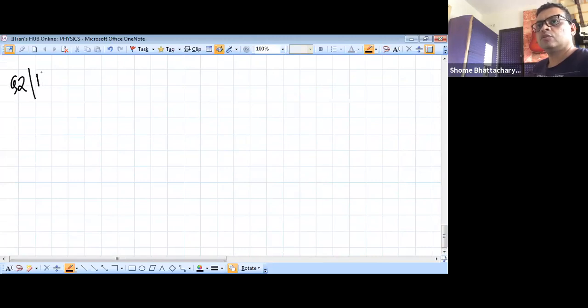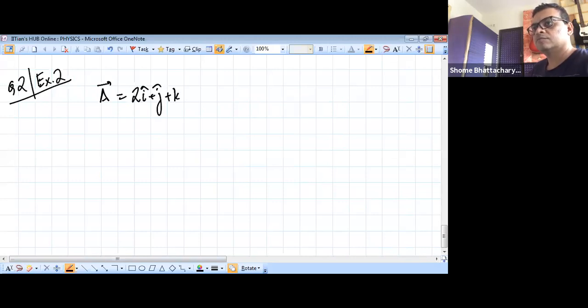So question 2 of exercise 2. Just go through the question, people. I'll explain. This is the type of question where you have to be extra careful, because you have to check each and every option. So the question gives you that the vector A is 2i plus j plus k, and the vector B is i plus j plus k. Now we have to check each of these options.